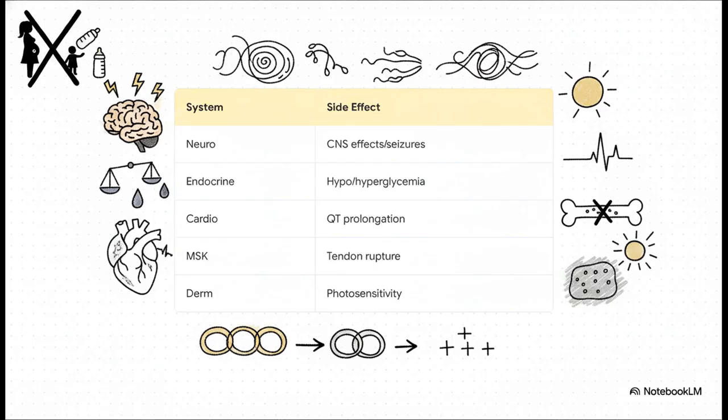Well, to answer that, let's look at the massive side effect profile of quinolones. This is exactly why we try to avoid them in vulnerable folks like pregnant women, nursing moms, and kids. Just look at the systems it hits. You've got CNS effects like seizures or neuropathy, endocrine swings like random hypo or hyperglycemia, cardiovascular risks, specifically QT prolongation, which can lead to arrhythmias, dermatological issues like massive photosensitivity, we're talking severe sunburns, and of course the musculoskeletal dangers.